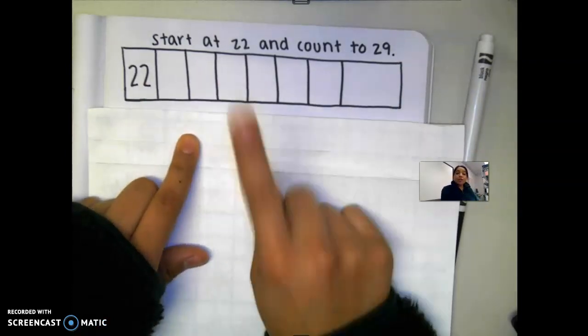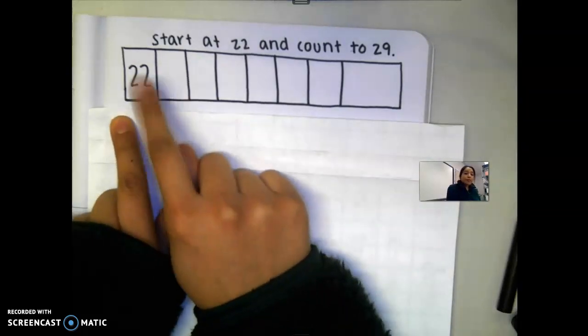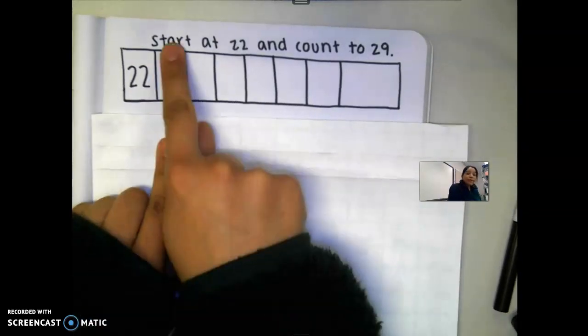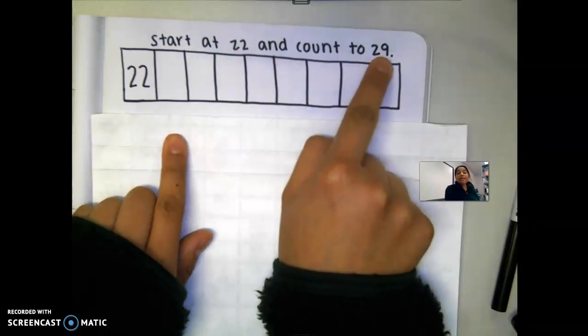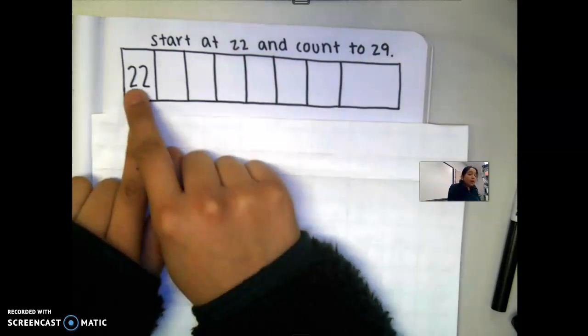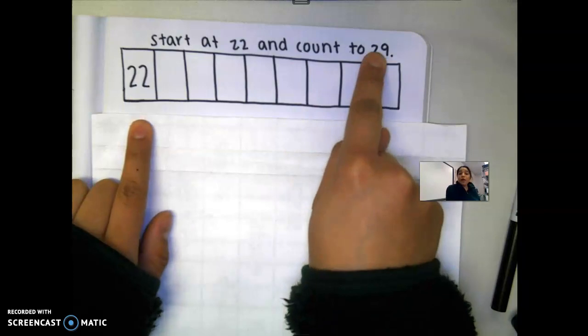Okay, so for today, we are going to start at our given number, and we're going to count on just like we were practicing yesterday. So let's see what our given number is. So we have to start at 22 and count to 29. So we know we're going to start at 22, and we have to end in the number 29.